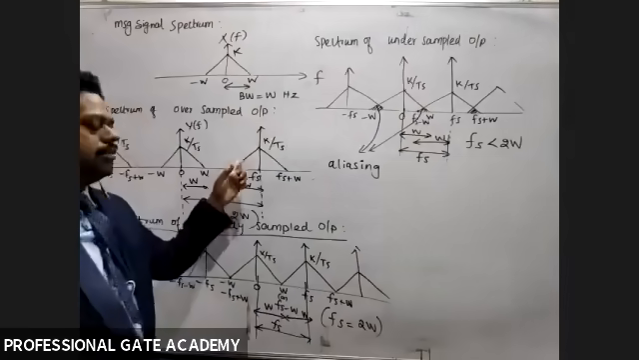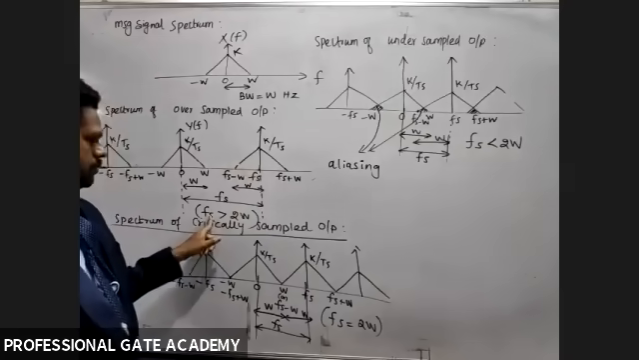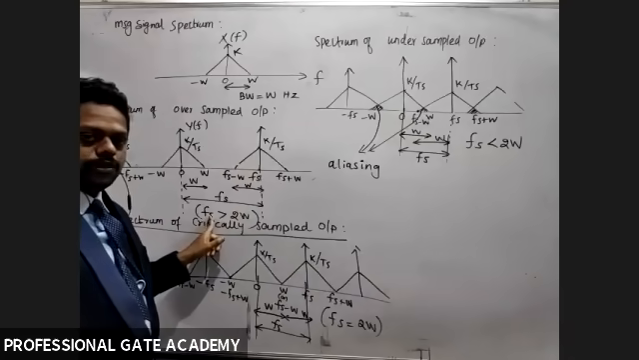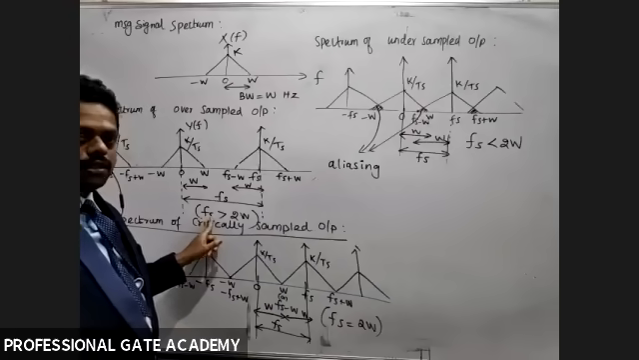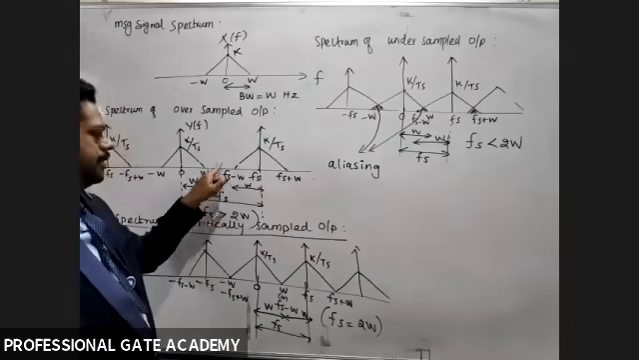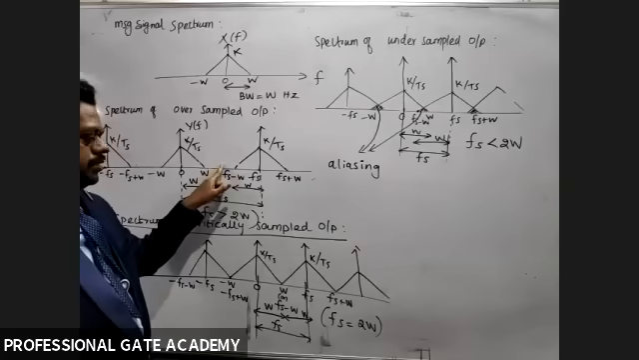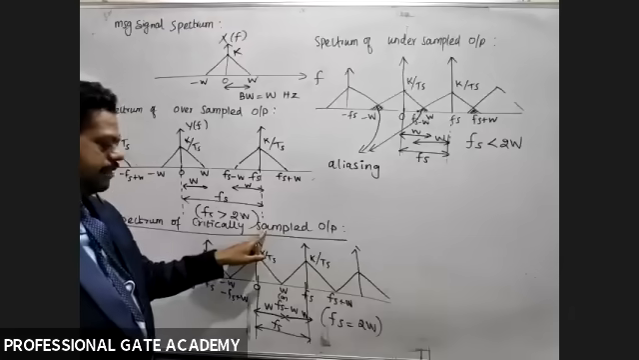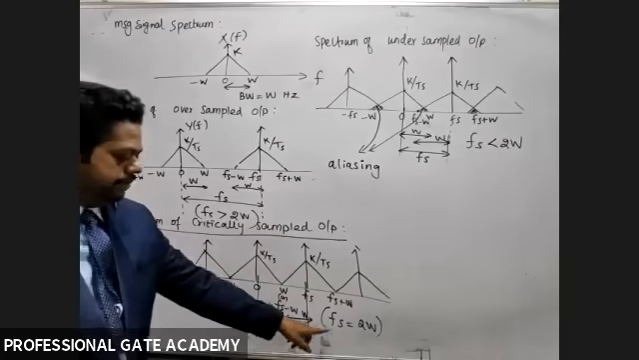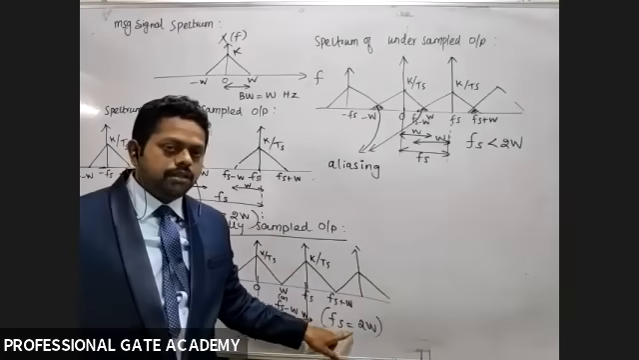Okay, so listen. For oversampled, what is the condition, students? Fs greater than 2W. So is the band gap present or not present? Present. Band gap is present. For critical sampling, what is the condition? Fs is equal to 2W.